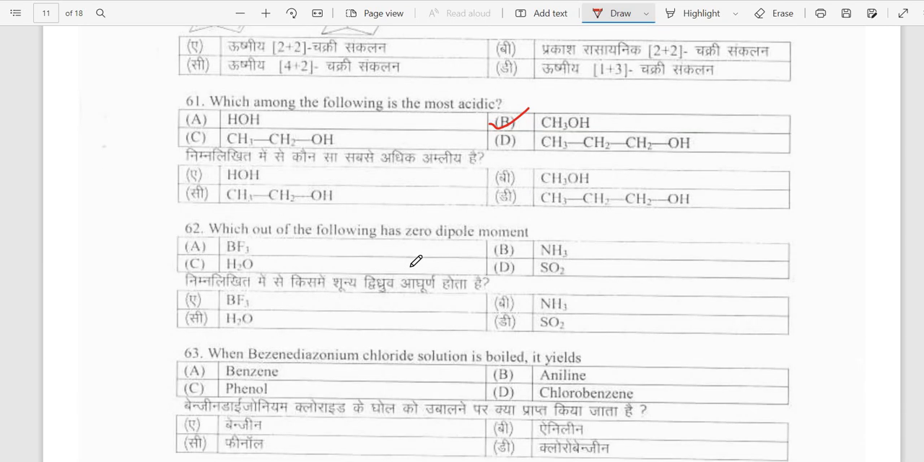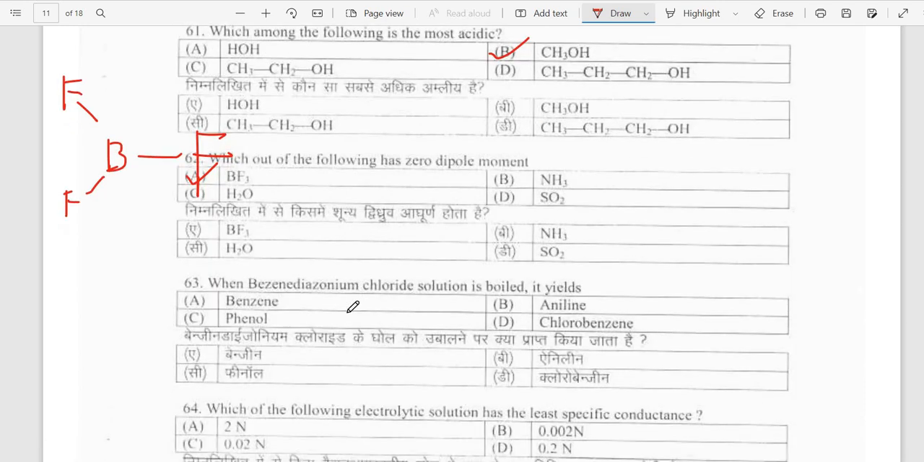Which of the following has zero dipole moment? BF3, NH3, H2 and SO2. Obviously BF3 has a trigonal planar structure, just like that. For that reason it has zero dipole moment. F, and in that case F. Zero dipole moment, BF3 is the answer.